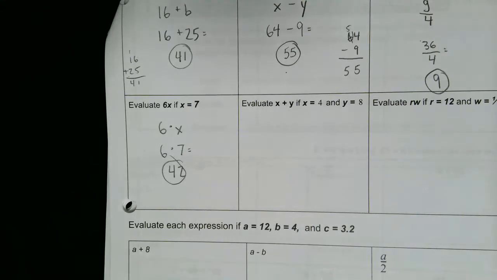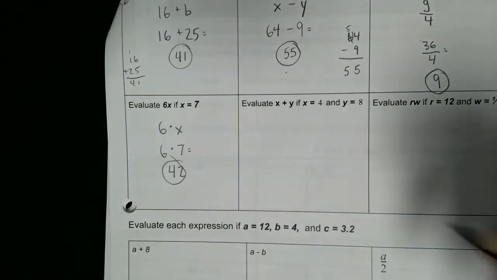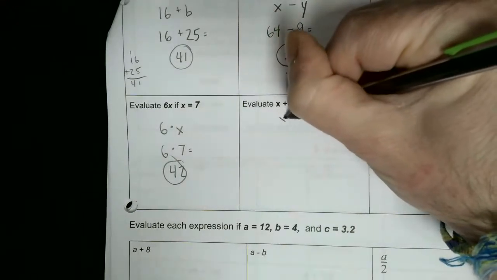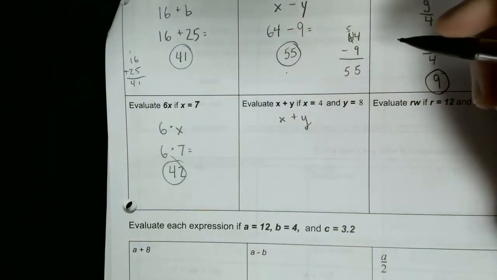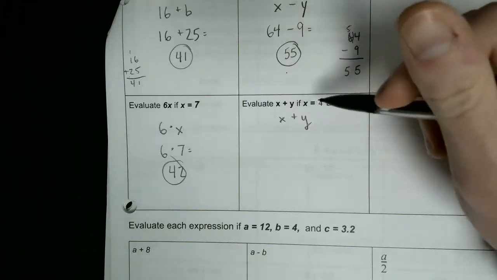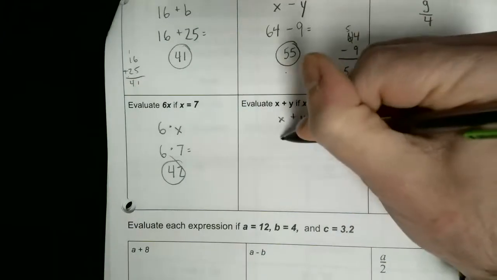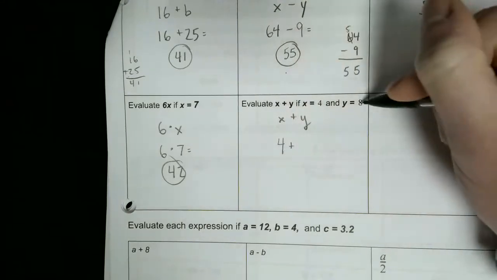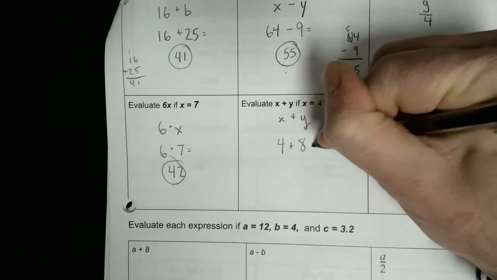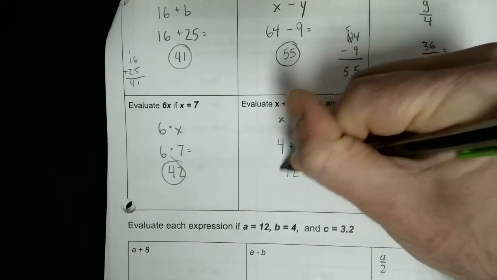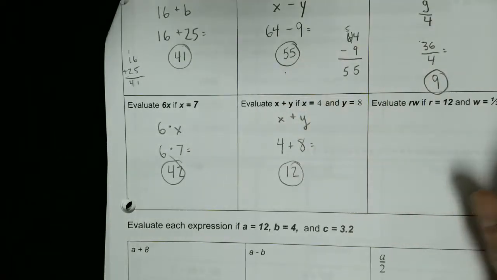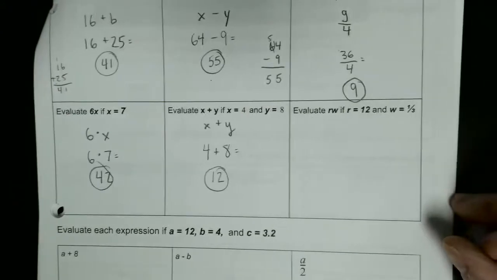Okay. This next one here, we've got another two variable one, x plus y. Two variables. X is 4 plus y is 8. 4 plus 8 is 12. Okay. Last one here.